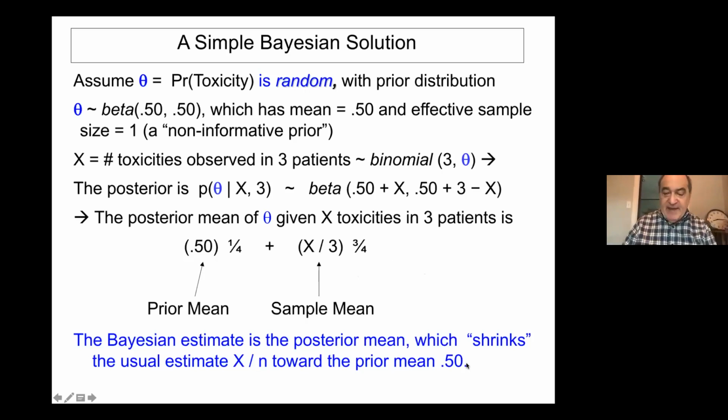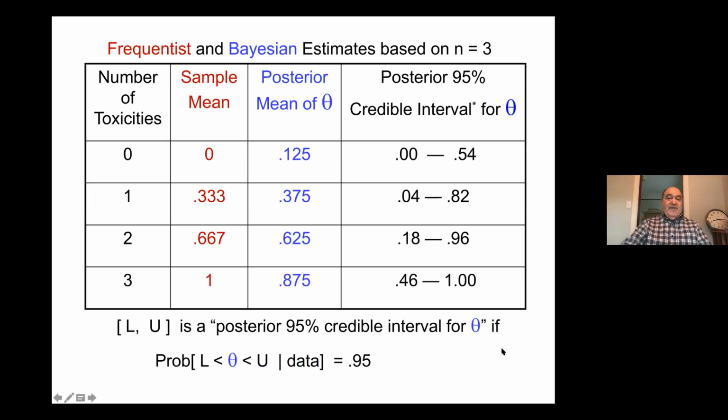There's this general saying that a little bit of shrinkage is a good thing. Here's why. Here's a table giving, for 0, 1, 2, or 3 toxicities, the usual estimators that you get. I've called them sample mean in red, and then the posterior mean of theta in blue. I've also given posterior 95% credible intervals in each case. Of course, they're very wide. A 95% credible interval, L to U, is a pair of numbers such that the probability that the parameter is between those limits, given the data, is 0.95.